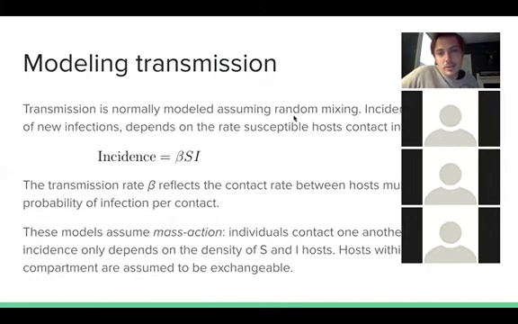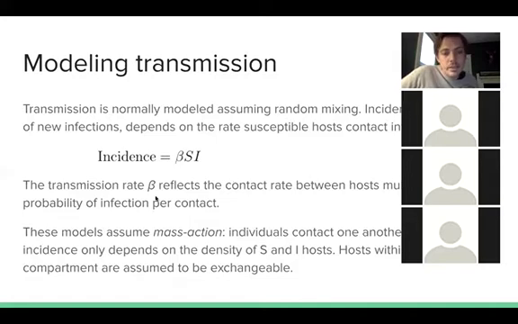And so the overall rate at which new infections occur, which we'll call the incidence, depends on the rate at which susceptible hosts come into contact with infected hosts. The incidence equals S, the number of susceptibles, times I, the number of infecteds, times some transmission rate, beta. What the transmission rate beta reflects is the contact rate between susceptible and infected hosts: how often two potential hosts that can infect each other come into contact with one another.